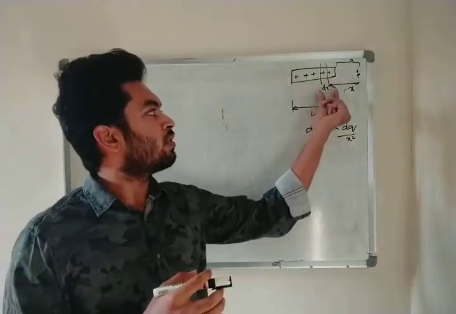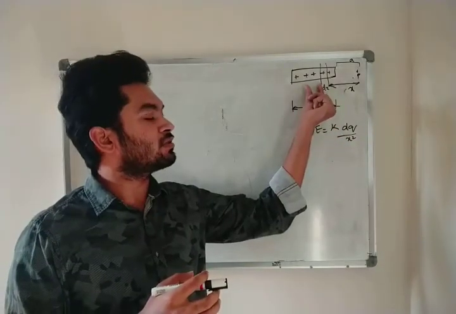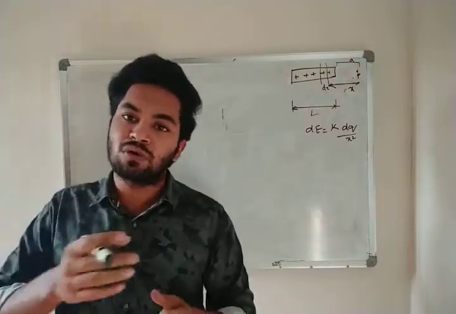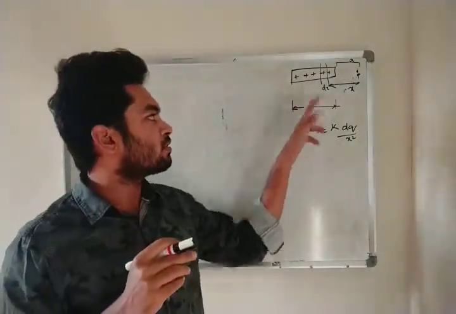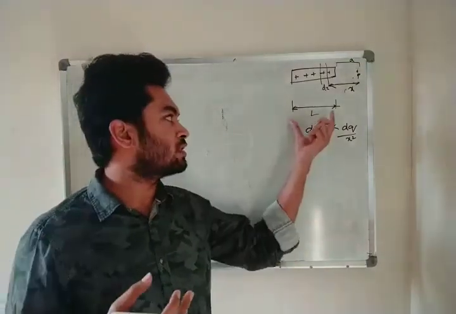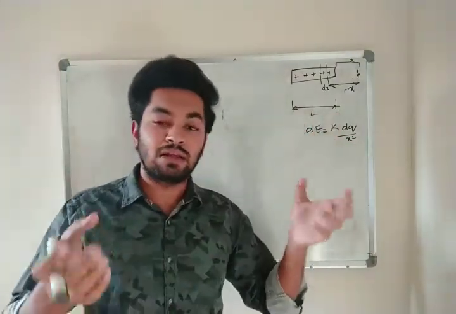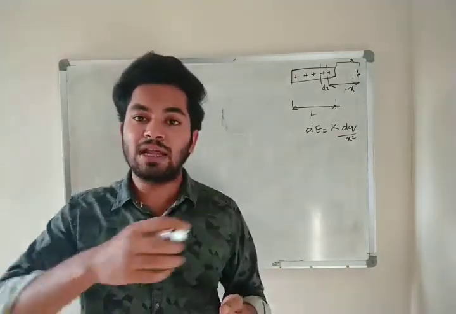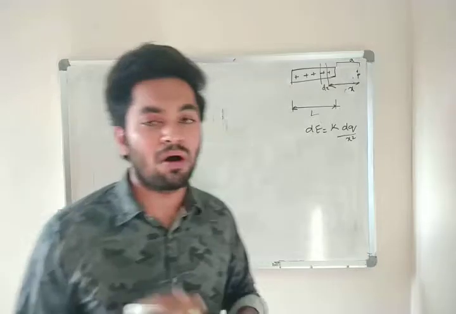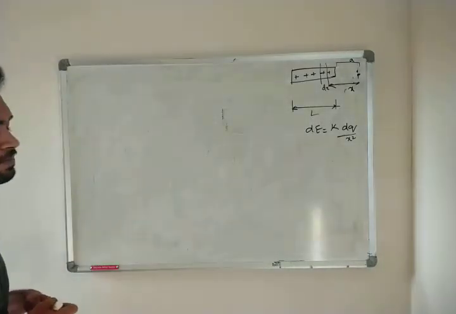So here I have dx, the next element is also dx, that is dx plus dx plus dx plus dx and so on up to this L. When dx plus dx plus dx is totally equal to L, what we are doing here, we are adding up all of them. So we are going to use integration in this process.